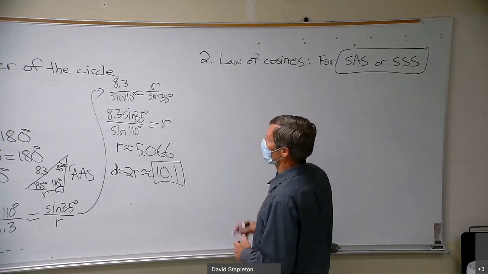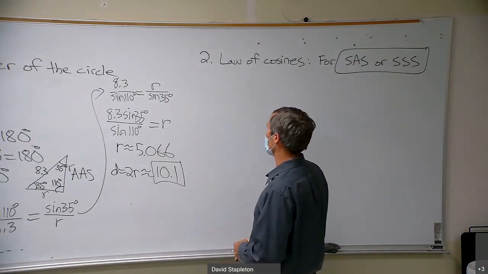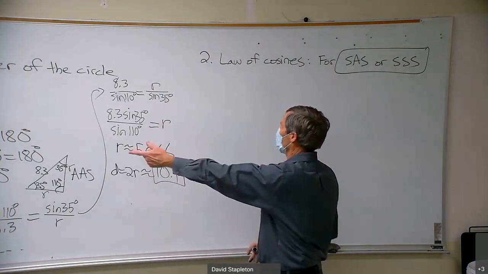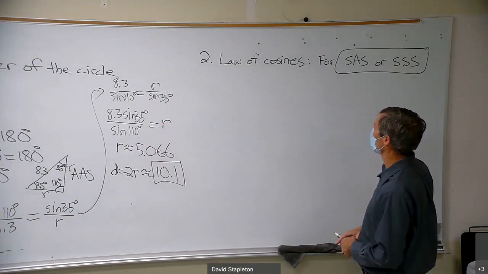And again, it applies to any triangle, but for right triangles, you want to use right triangle trigonometry. It's easier. If you have one of those cases, you prefer the law of sines because it gives you an equation with only one unknown. It's easier, right?